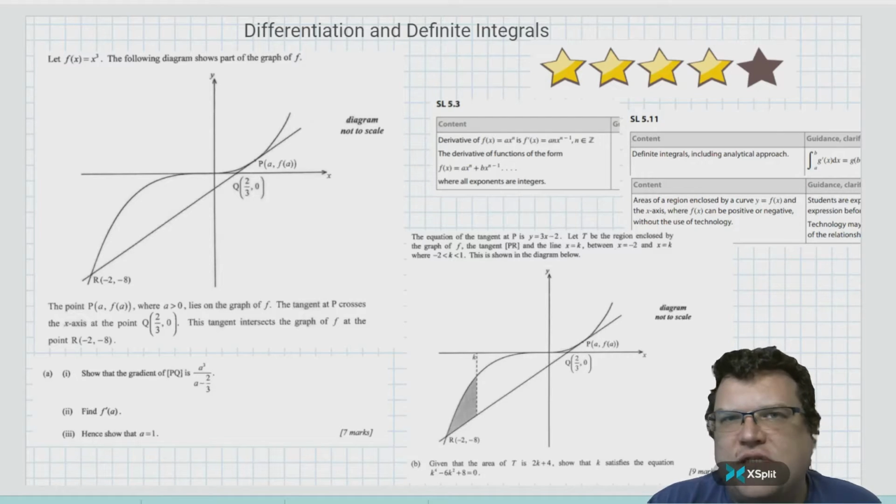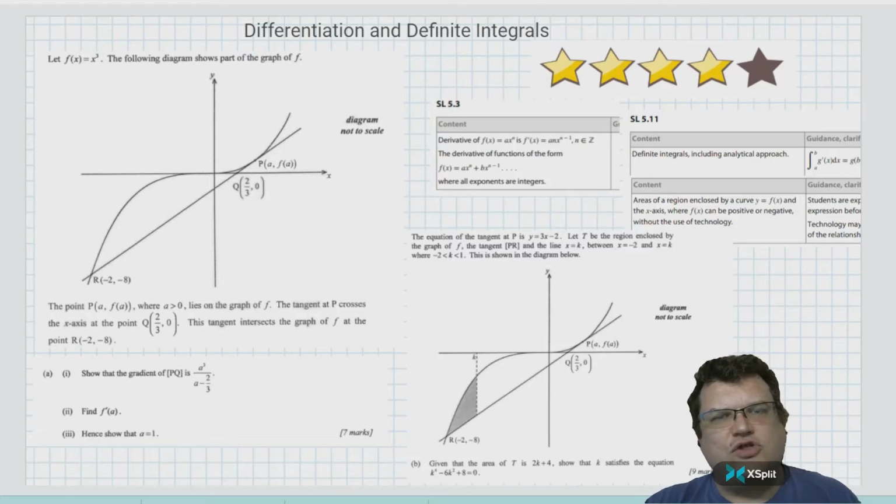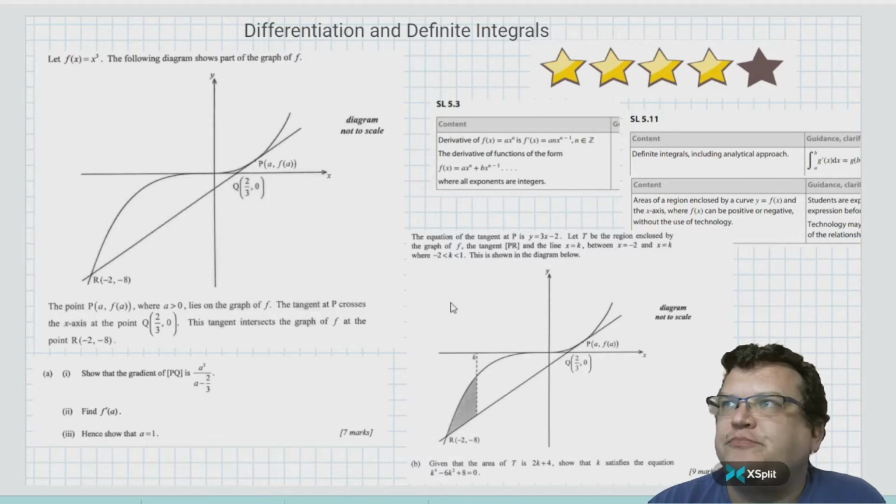I've given this one 4 stars. It's a little bit tricky, but not too bad. So let's get stuck in.